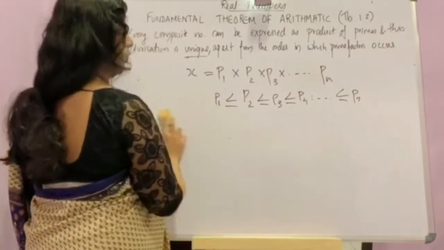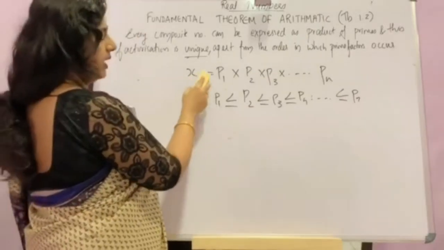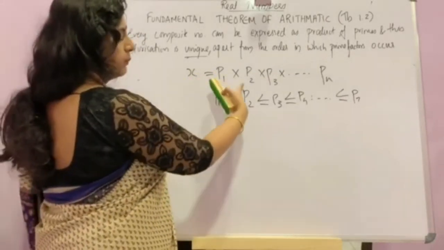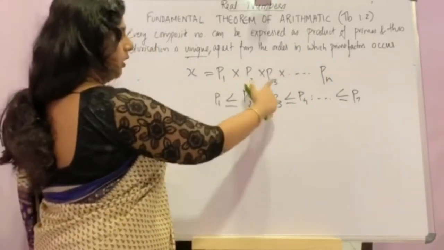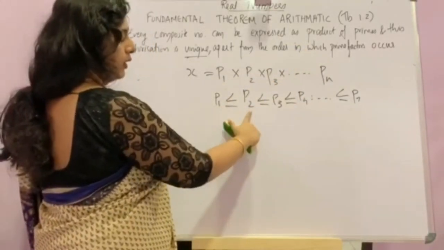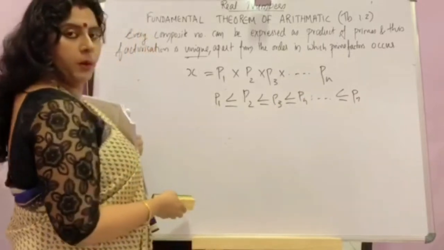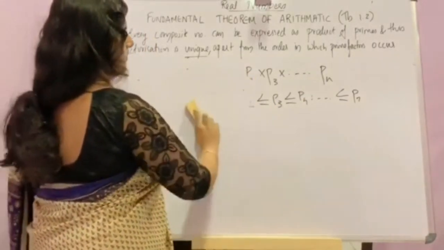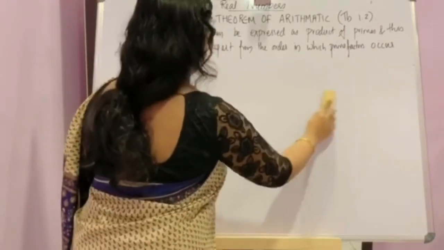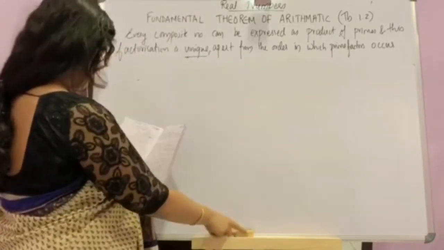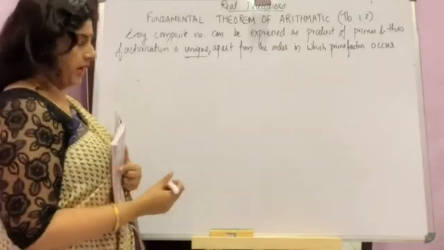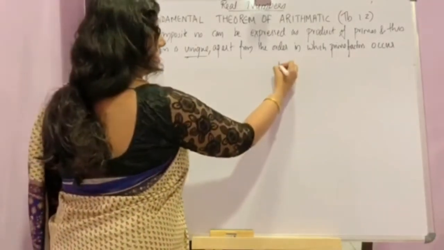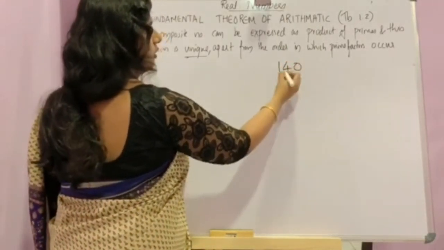This is the general form. If x is a composite number, it can be expressed as P1 into P2 into P3 etc. up to Pn. And the relation between all the P's is P1 less than or equal to P2 less than or equal to P3, like that. Now, express 140 as a product of primes. The question is, express 140 as a product of primes.